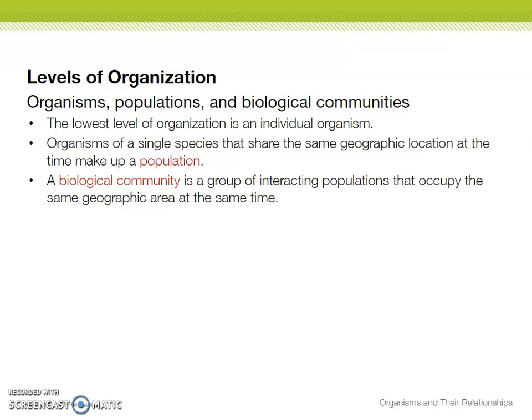A biological community is a group of interacting populations that occupy the same geographic area at the same time. So this might be squirrels and oak trees. Okay, those are two different populations that interact with each other. So the community would be squirrels and oak trees in Arcadia because we got to include the geographic area.